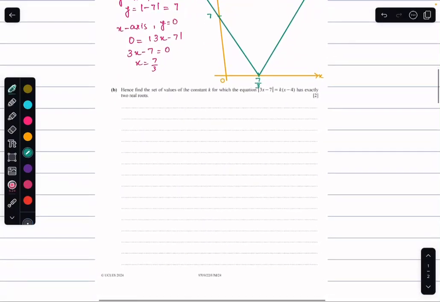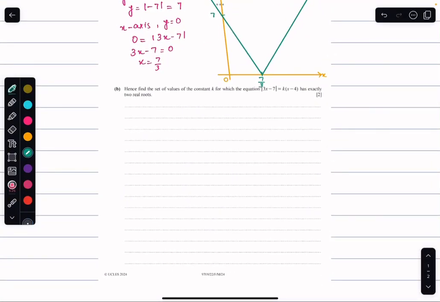Let's move to the next part of the question, which is again for 2 marks. Now this question says, hence find the set of values of the constant k for which the equation modulus 3x minus 7 equals k times x minus 4 has exactly 2 real roots.